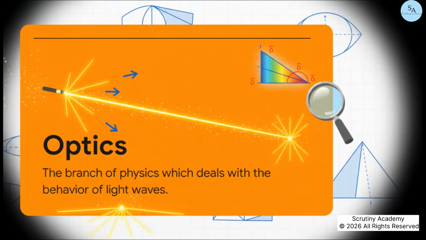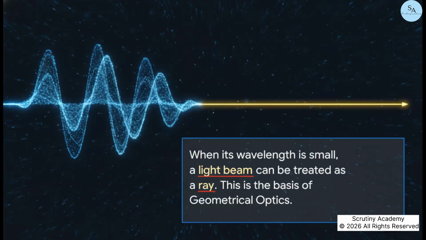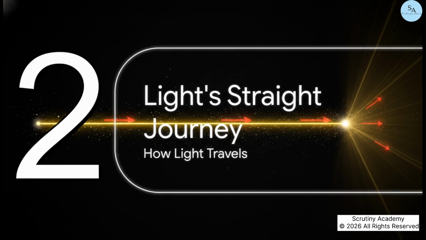So to put it simply, optics is the part of physics that's completely obsessed with light. It's all about understanding how light behaves, how it moves, and how it interacts with, well, everything around us. Now here's where we get clever. Light is technically a wave, but when we're dealing with objects that are way, way bigger than its wavelength, like mirrors and lenses, we can simplify things. We can just treat light as a straight line, or a ray. This awesome simplification is the core of what we call geometrical optics, and it makes figuring all this stuff out so much easier.